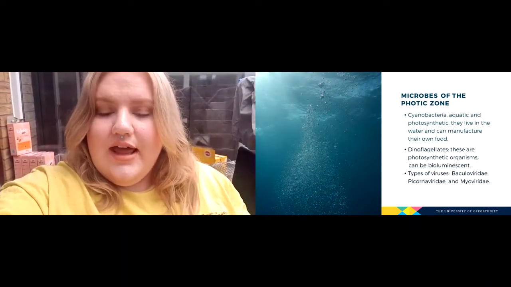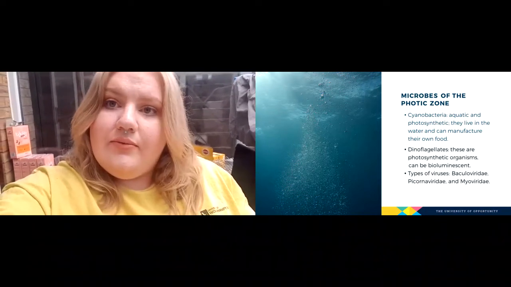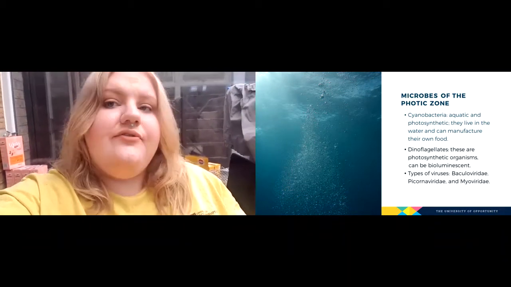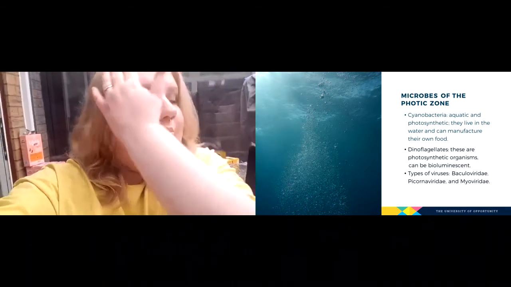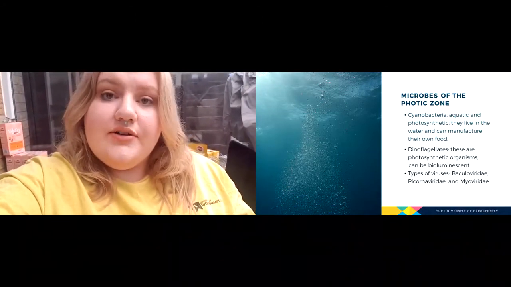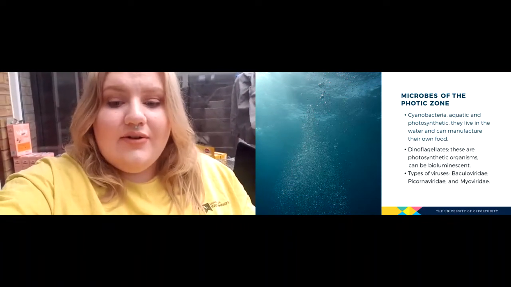So a good example of a type of microorganism that lives in this tiny part of the photic zone is Cyanobacteria. Now these bacteria, they make their own food. They are autotrophic, which means that they don't need to find food to consume it. They make their own energy, their own food, through a process called photosynthesis, which I'm sure you've heard of before as the way that plants make their own food.